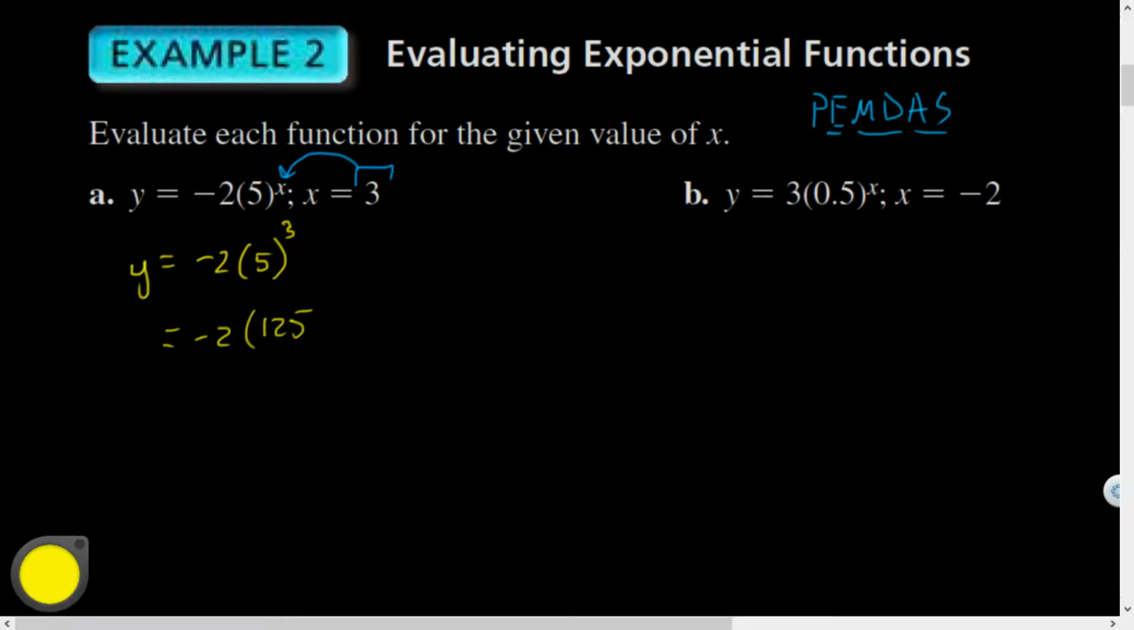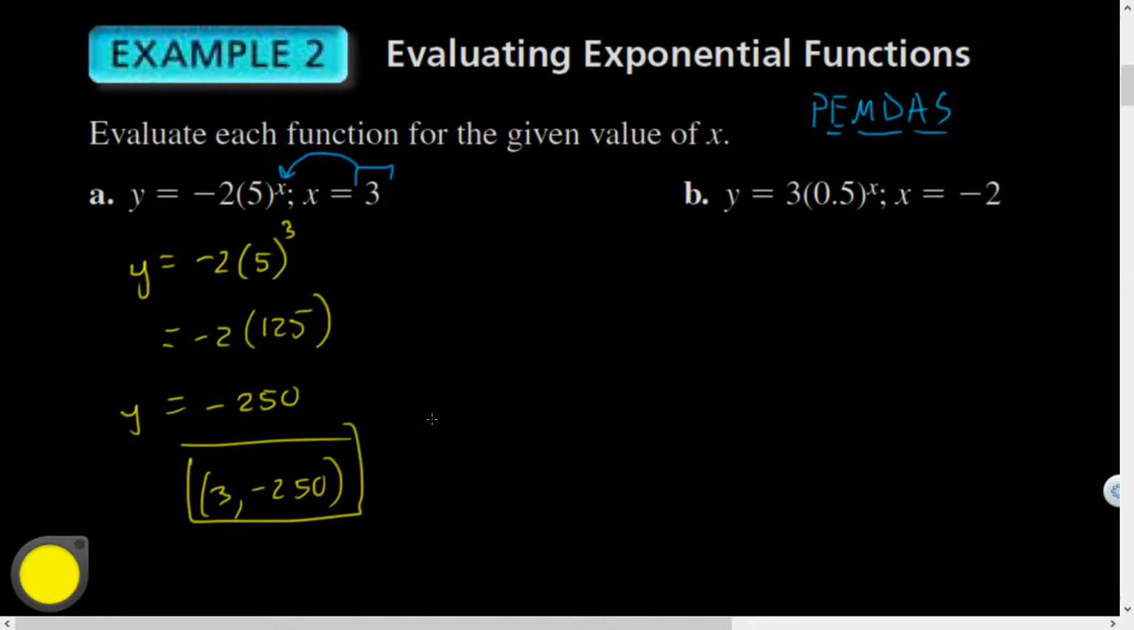So 125 is what you get. And now I'm going to multiply that by -2, and I believe that's going to be -250. So that means when x was 3, y was -250, right? So it's just order of operations, PEMDAS.